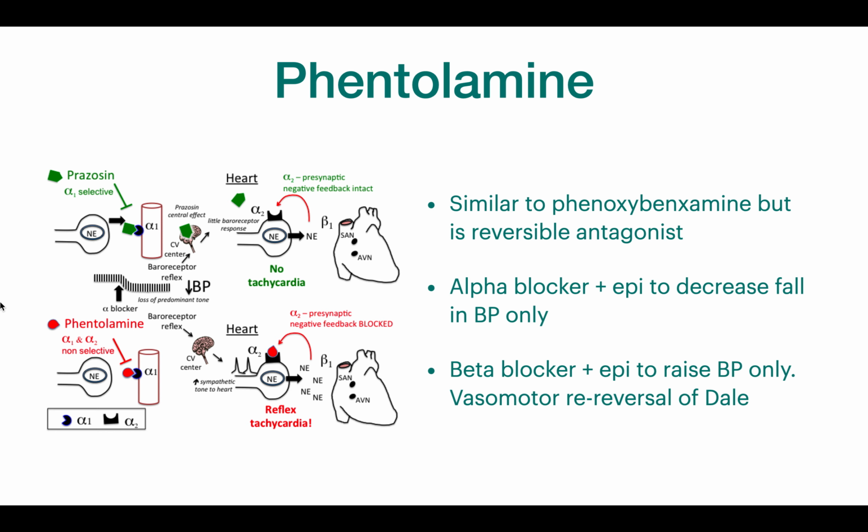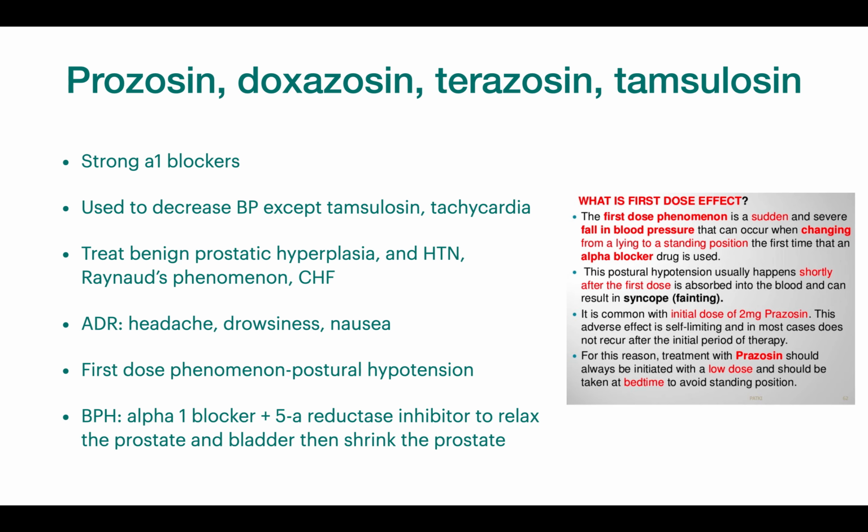In phentolamine, it's non-selective. It's going to start the baroreceptor reflex, increase the sympathetic tone, so heart rate is going to increase. But using the alpha blocker, it's going to decrease the blood pressure. But we always have to remember that there's going to be that reflex tachycardia. So we don't want a reflex tachycardia.